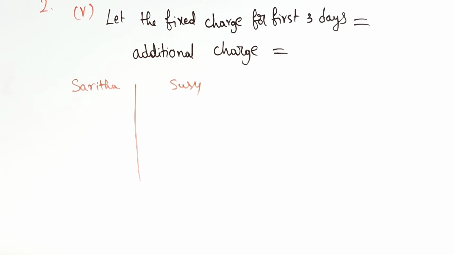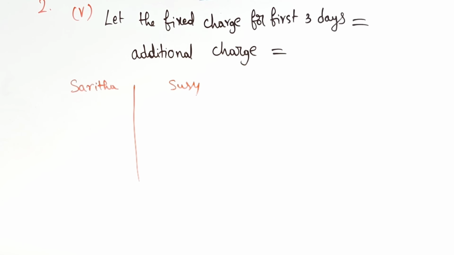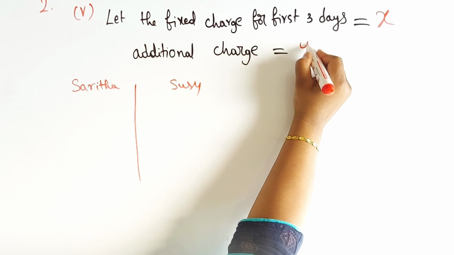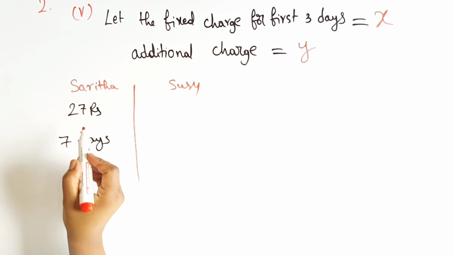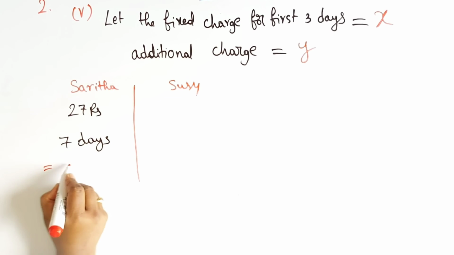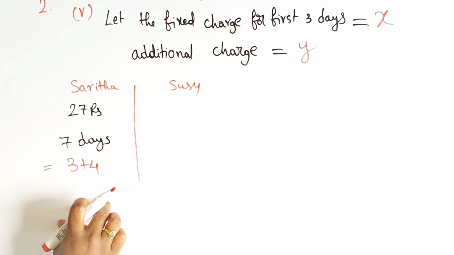Right, children? Therefore, let the fixed charge for first 3 days, children, let it be x. And let the additional charge be y, children. What is the first condition, children? Sarita paid 27 rupees for a book for 7 days. Can I write 7 days like 3 plus 4? Right, children? Now we will write the equation.